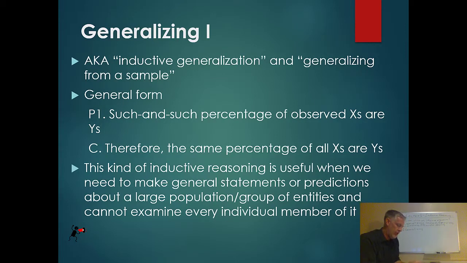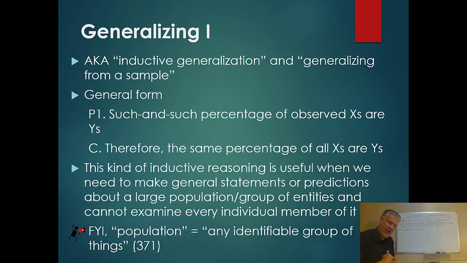But the general form, again, you're suggesting that we know such and such is true of this percentage of X's that we're familiar with, and so we want to infer that it's going to be true of all X's. This percentage is going to be applicable to all X's. I think an example would be helpful. What I point out at the bottom of slide 9 is important. Oftentimes it's not realistic. We want to know something about a population. By the way, what's a population? As I point out at the bottom of slide 9, quote, any identifiable group of things. They spell that out on page 371.